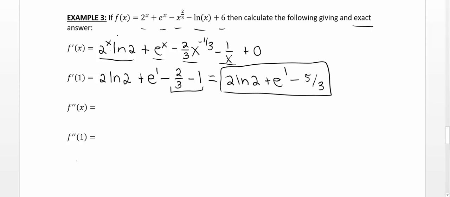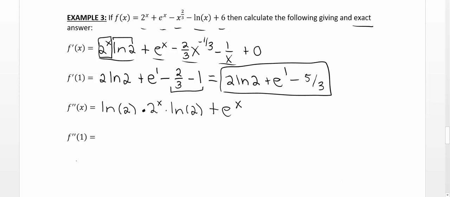So that means that we're going to take that constant, the natural log of 2, and multiply that by the derivative of 2 to the x. The derivative of 2 to the x is 2 to the x times the natural log of 2. We'll talk about that in a minute. Plus, now the derivative of e to the x is e to the x.